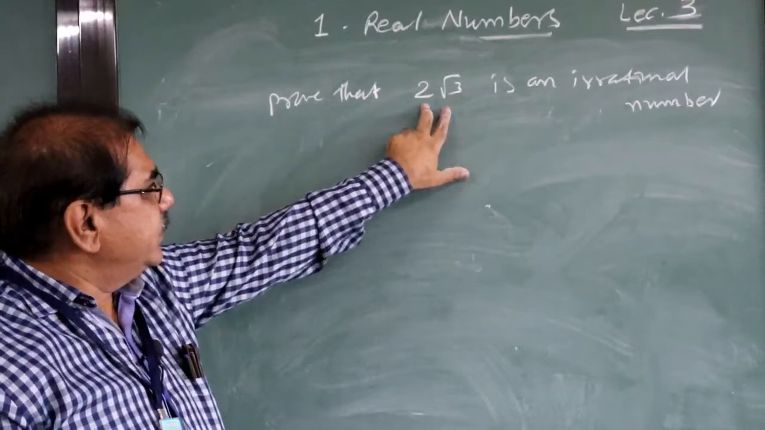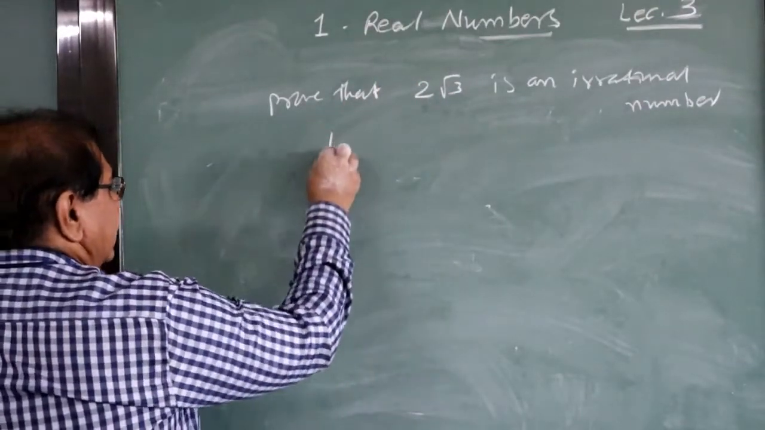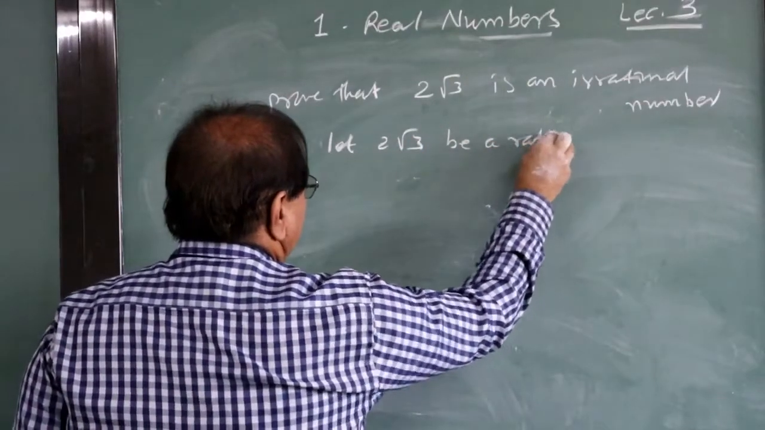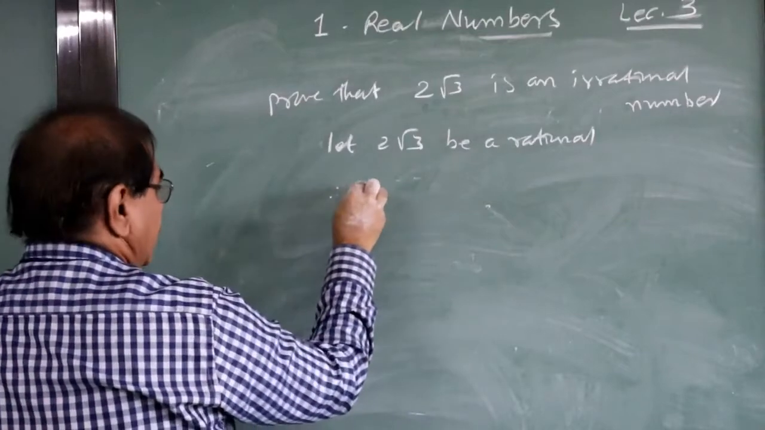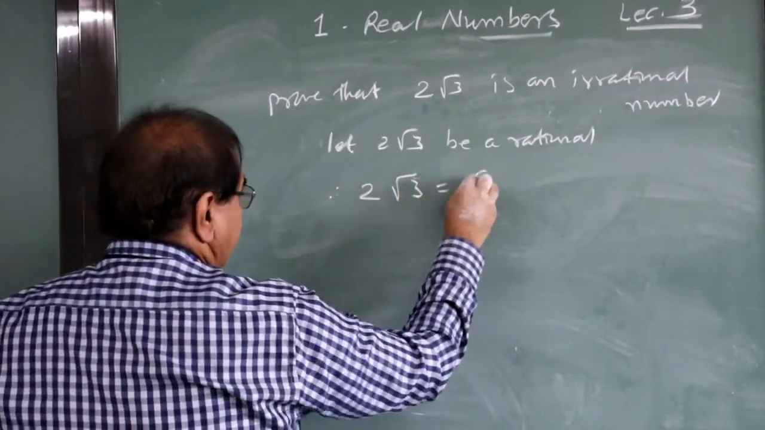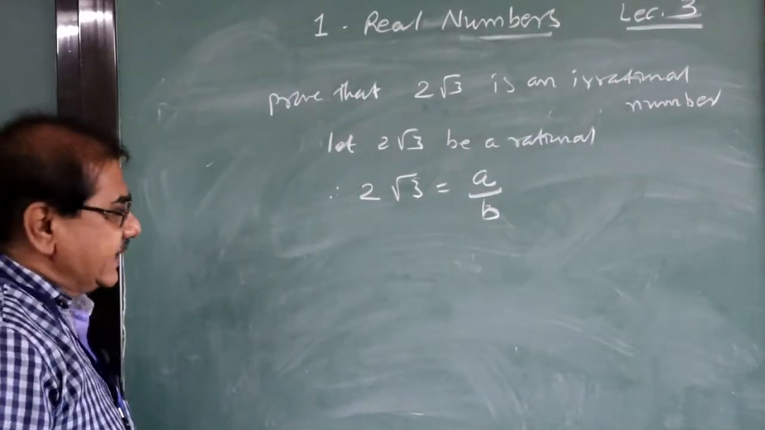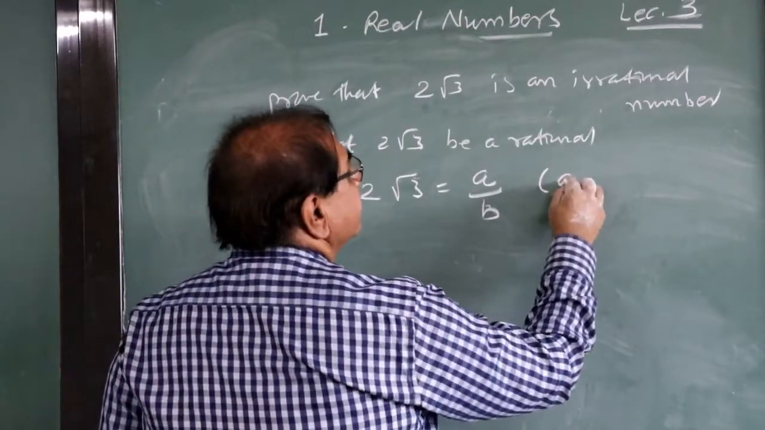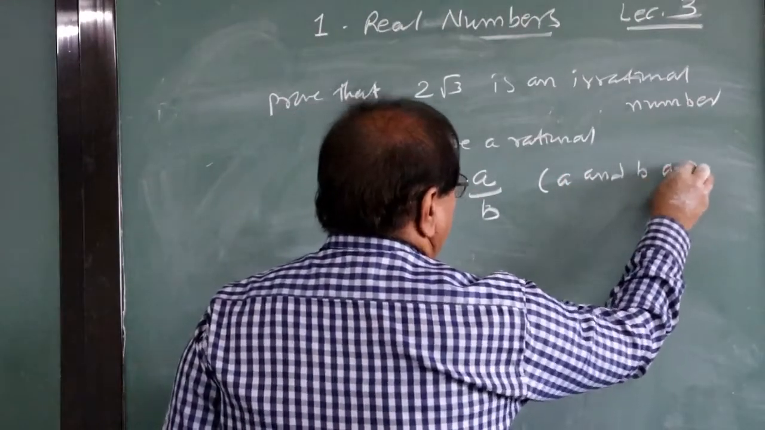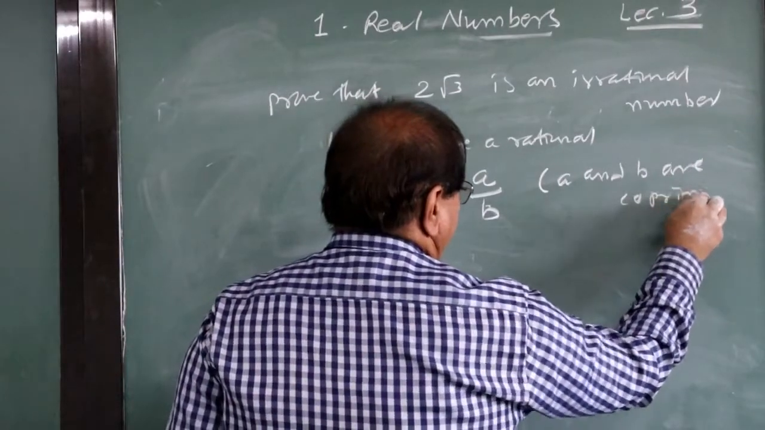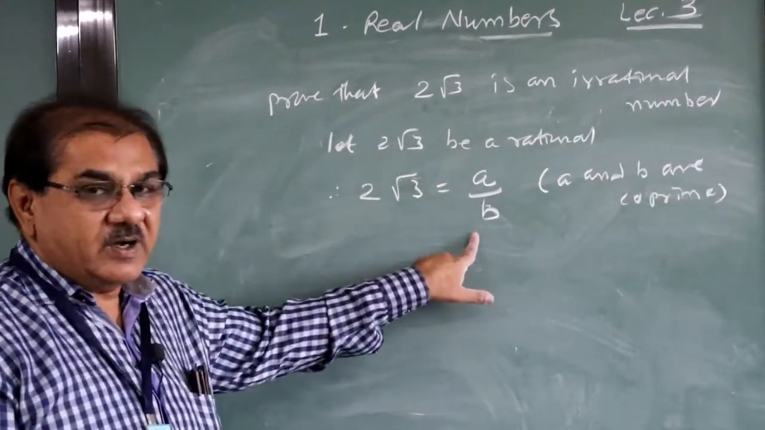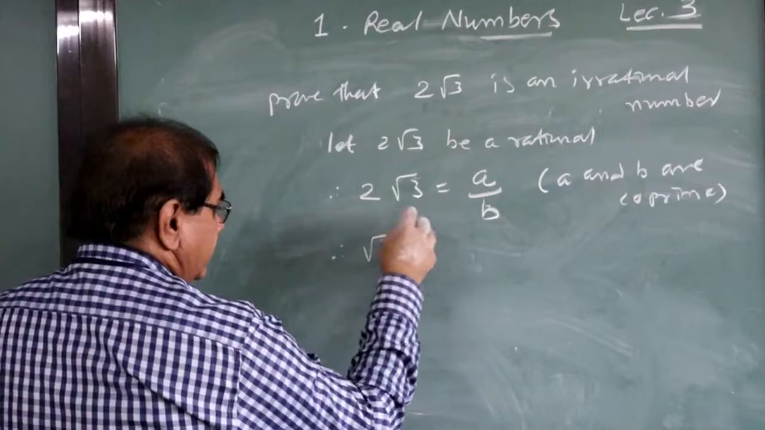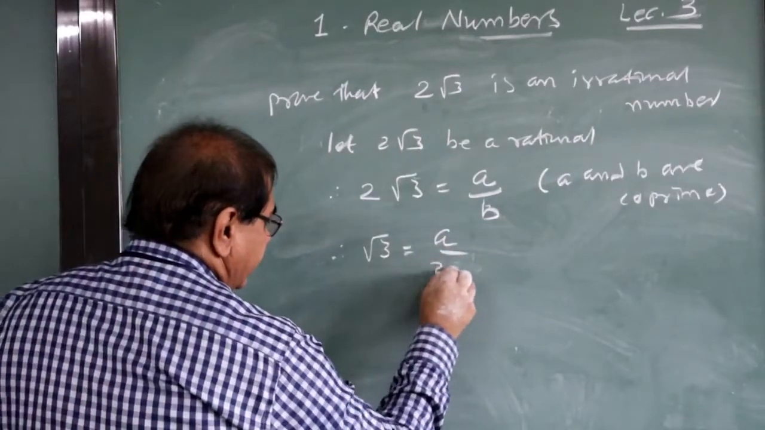So we assume that 2 root 3 is rational. So let 2 root 3 be a rational. So therefore 2 root 3 is equal to a upon b. Is it clear? And what is the condition? a and b have no common factor. It is reduced form. So a and b are co-prime. It is our assumption. And a and b are what? They are integers. Okay. So now root 3 is equal to a upon 2b.